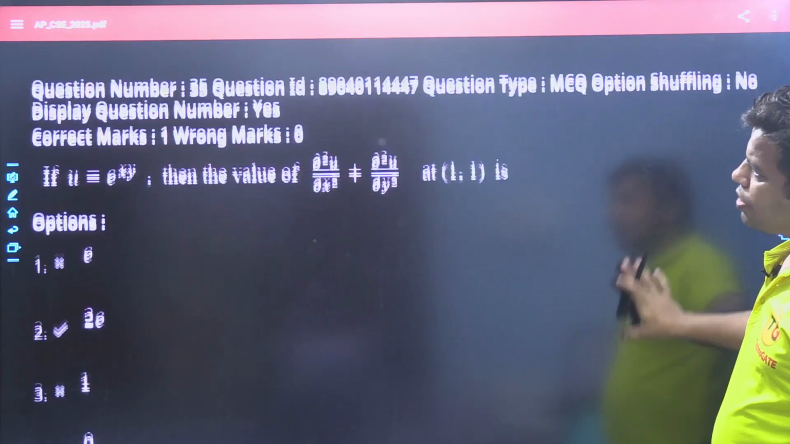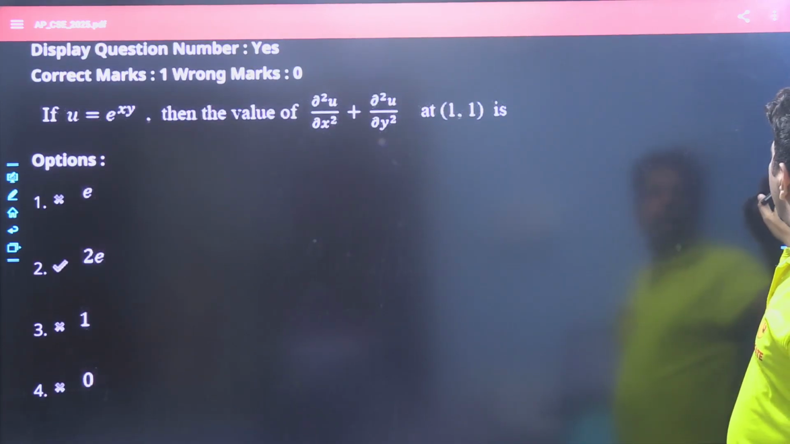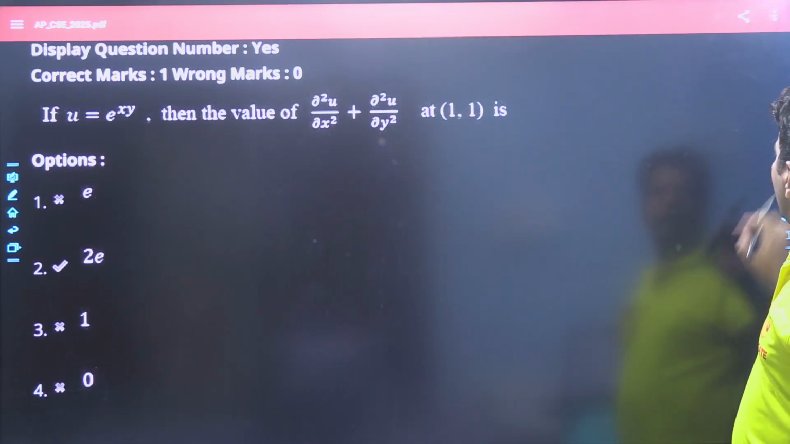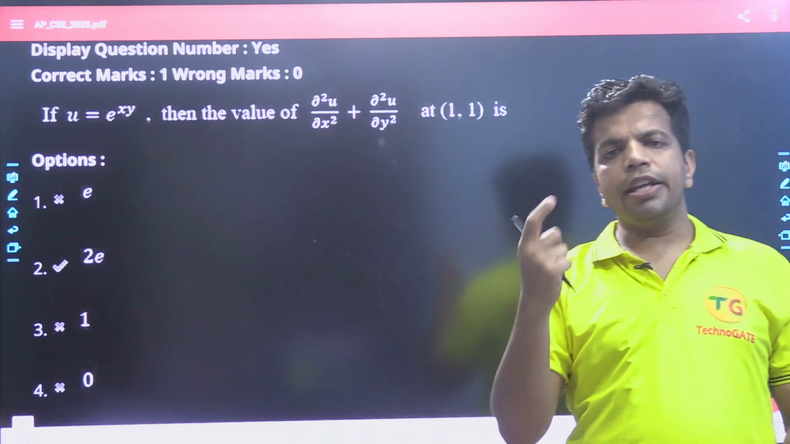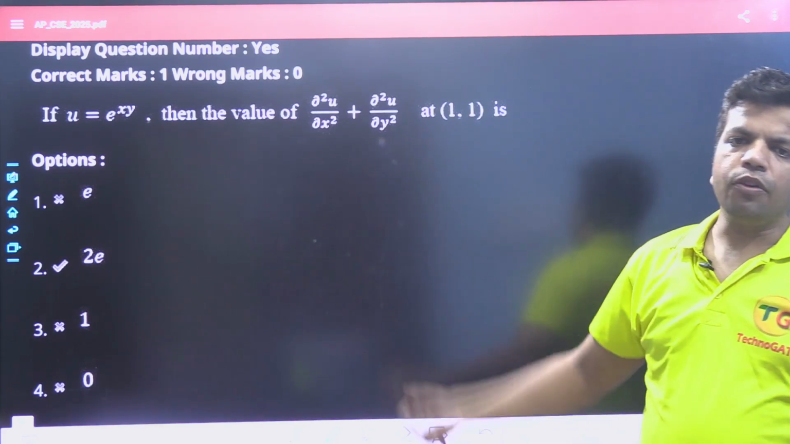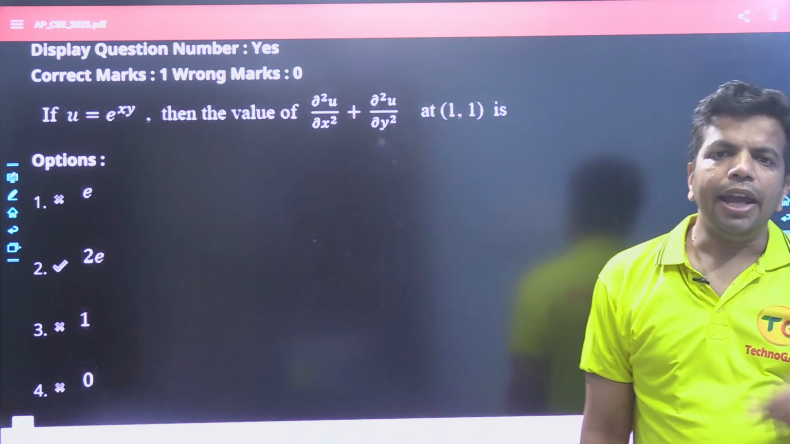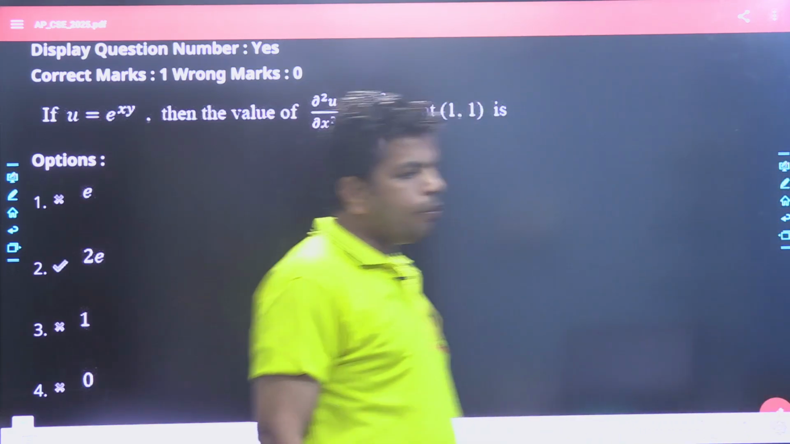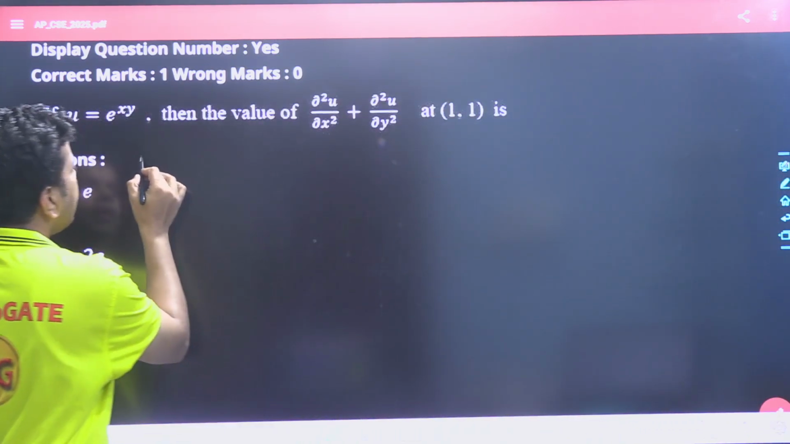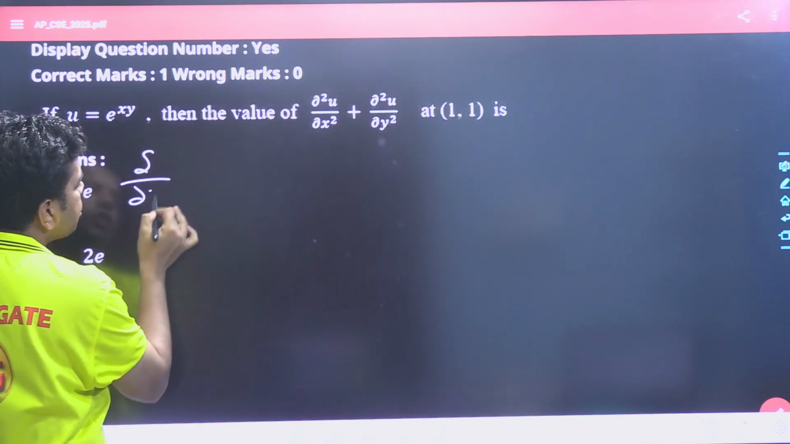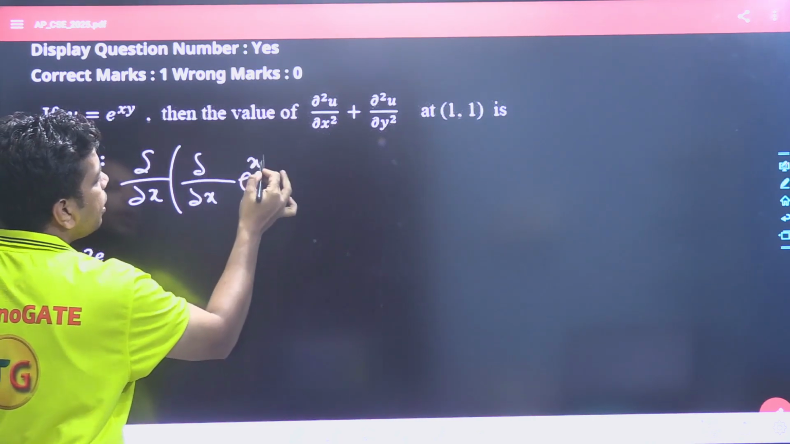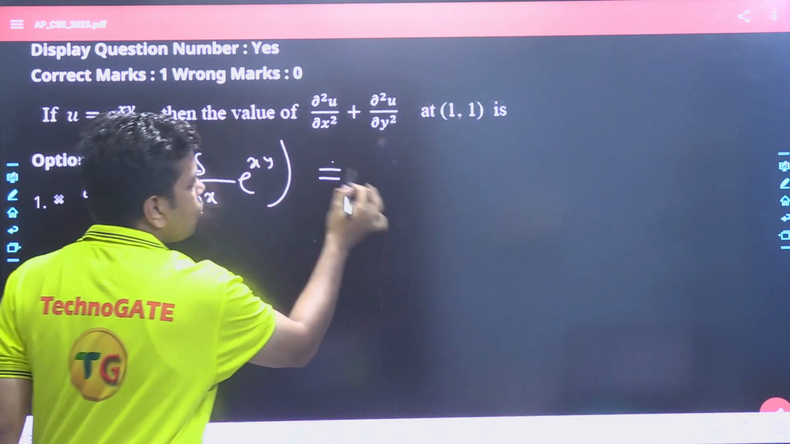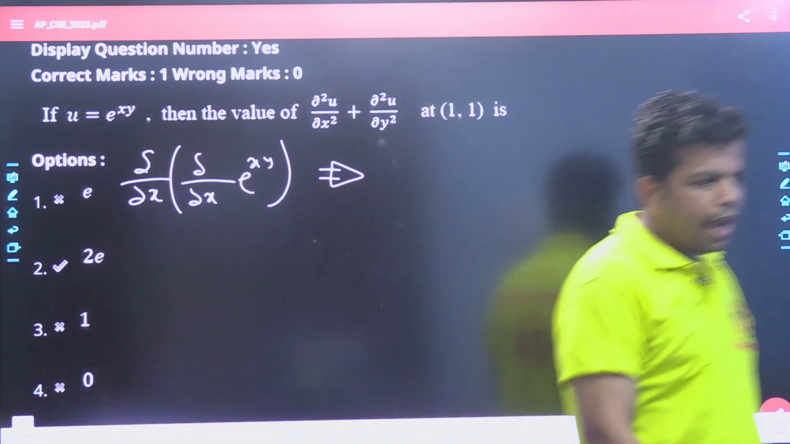Okay, now see the next question, question number 35. If u is equal to e raised to power xy, we need to take the double partial derivative, and we need to put the value in this particular equation at 1, 1. So we need to find what would be the value. Let's see here. If we are going to take a double differentiation, with respect to x, we have e raised to xy. So what is the differentiation of e raised to xy?